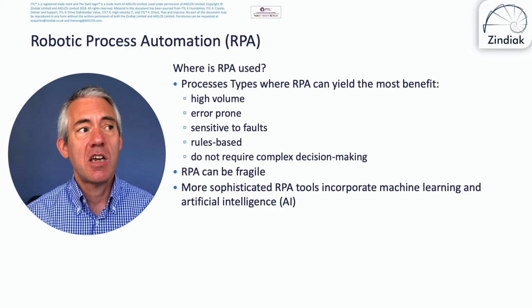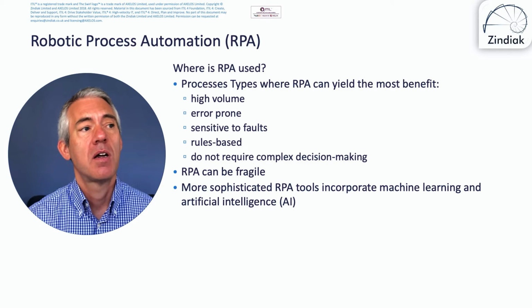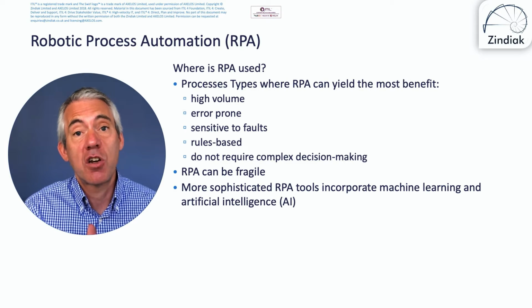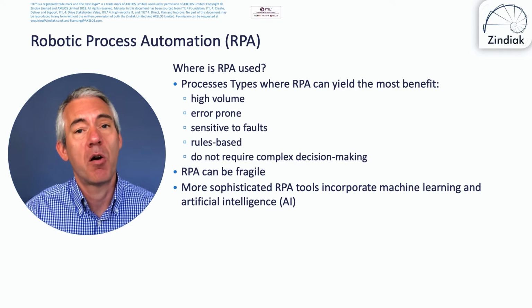Where is RPA used? Process types where RPA can yield the most benefit: high volume, and that's clearly because there is a cost. It's generally low cost, but there is a cost in terms of putting RPA in.